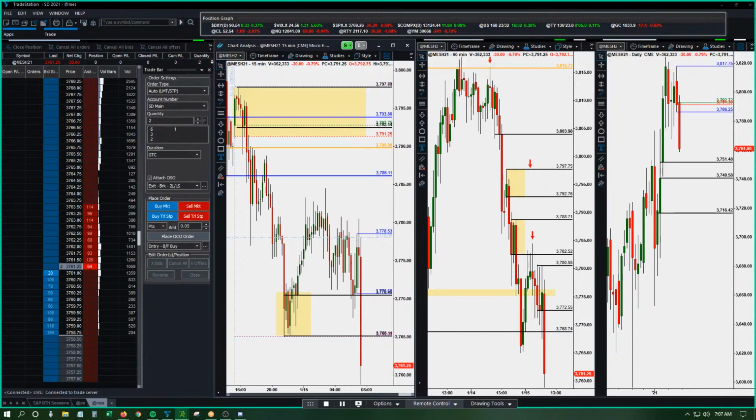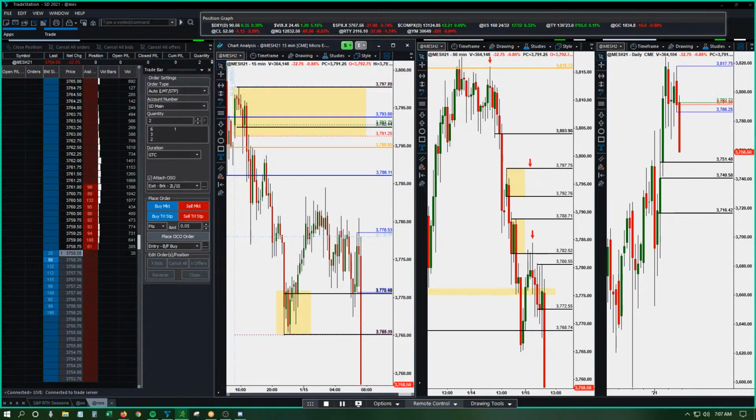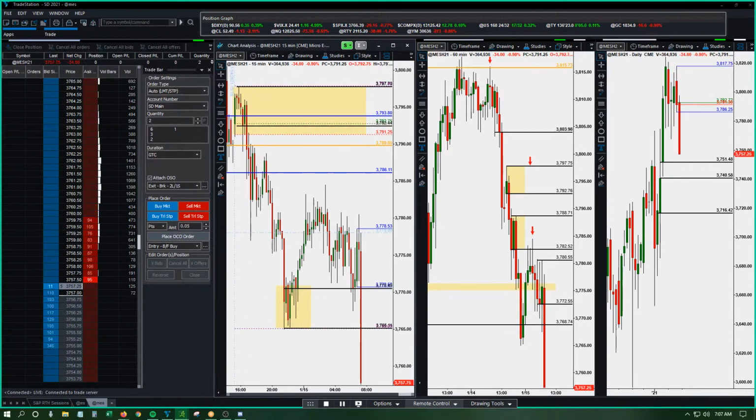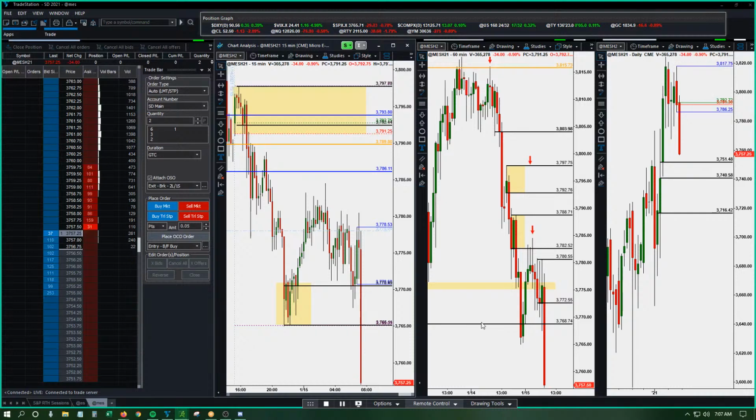VIX getting a little bit bid right now. VIX futures up to 24, almost 50. Bonds are up, but they're kind of struggling to get any momentum. There we go. Keep pushing down a little bit here.